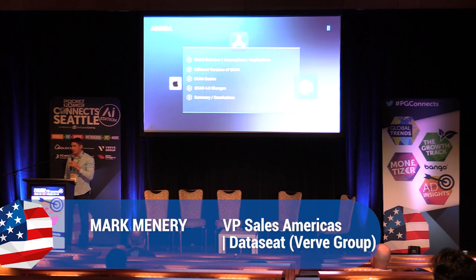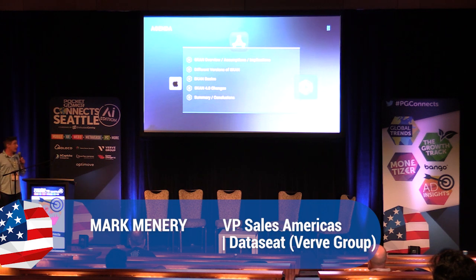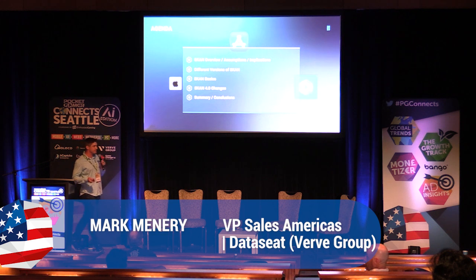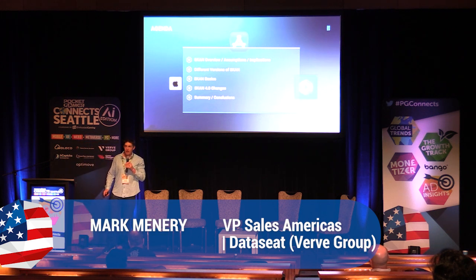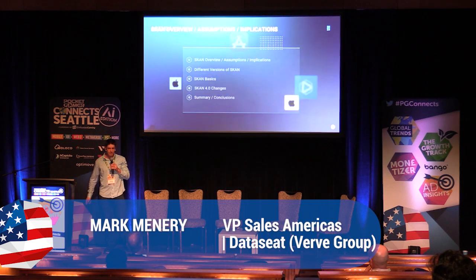Perfect. All right, good. So we're going to do a SKAN overview, talk about some assumptions and implications, talk about different versions of SKAN and why they matter and why we have to pay attention to them. Talk about some SKAN basics. So, what do certain things mean, some definitions, terminology. And then 4.0 changes. So what are some of the gifts that Apple gave to us with SKAN 4.0? And we'll do a summary, conclusions, all that good stuff at the end.